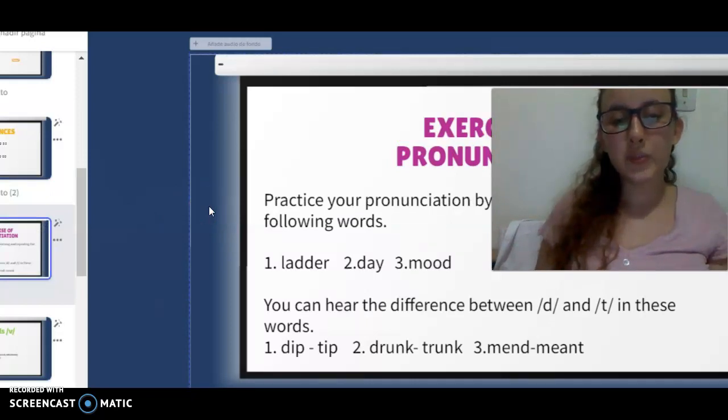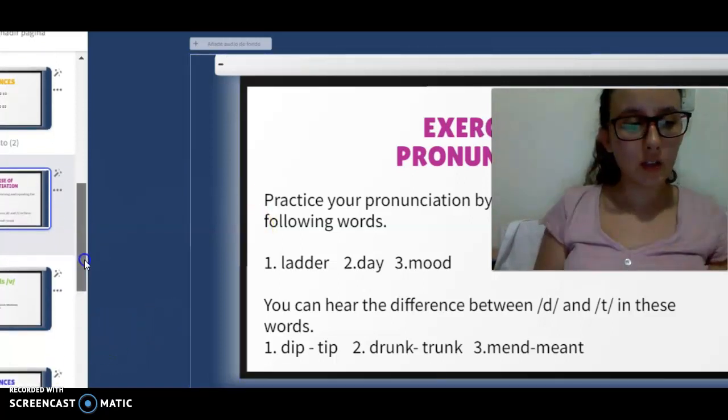Practice your pronunciation by listening and repeating the following words: ladder, they, mood. You can hear the difference between the and ta in these words: trunk, met.